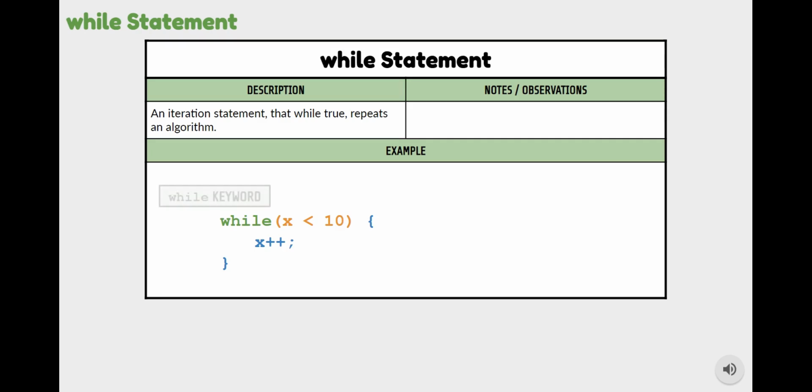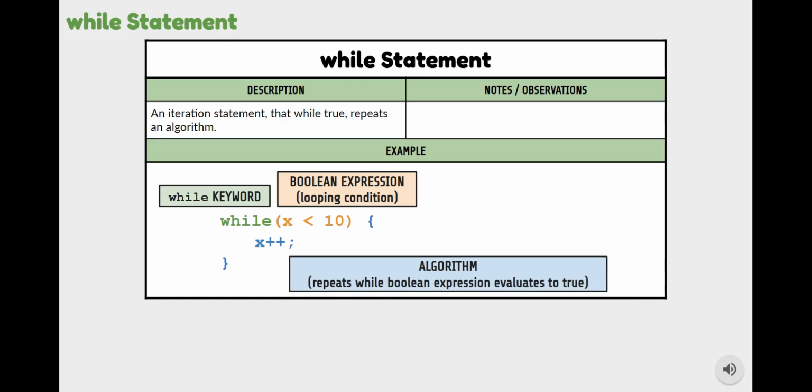Identifying the parts of it, that first part is the while keyword. Then in parentheses, we have a Boolean expression. It is known as our looping condition, like any Boolean expression that is going to either evaluate to true or to false. And then finally, inside the curlies, we have our algorithm. These are the lines of code that are meant to repeat while the Boolean expression evaluates to true.